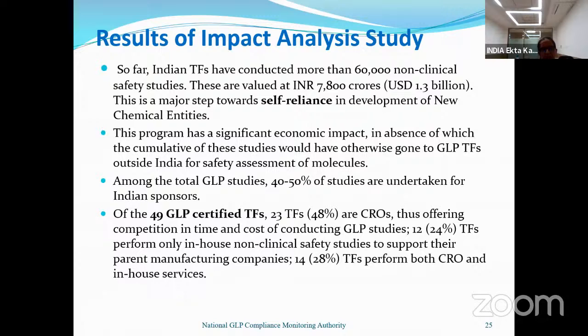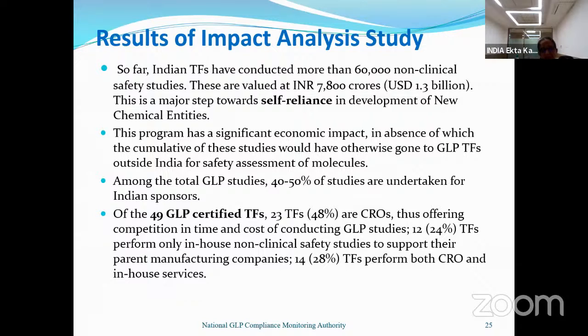So far, the Indian test facilities have conducted more than 6,000 non-clinical safety studies. These are valued at Indian rupees 7,800 crores, which is US dollars 1.3 billion. And this is a major step towards self-reliance in the development of new chemical entities in India. The program has a significant economic impact, in the absence of which the cumulative of these studies would have otherwise gone to GLP test facilities outside India for the safety assessment of molecules.